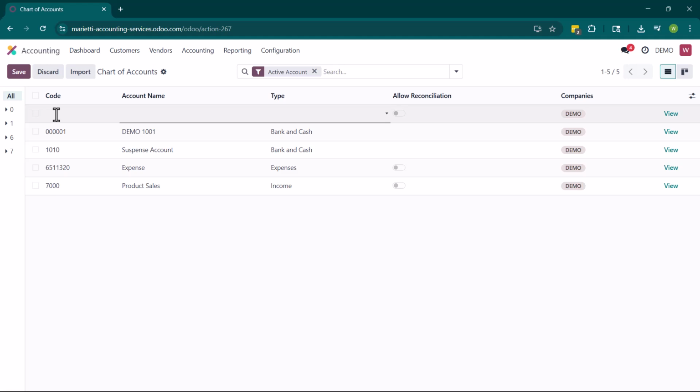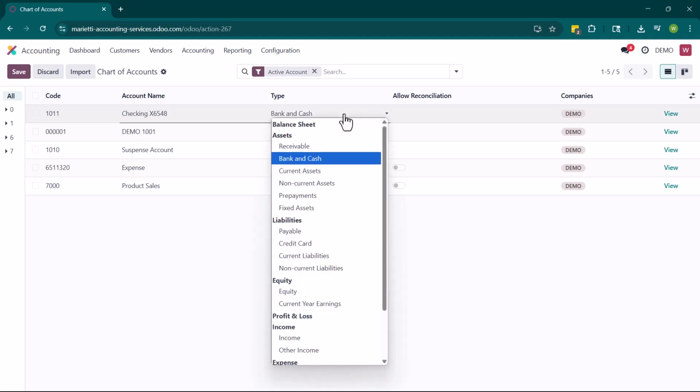So I'm going to add a checking account here. The first thing I'm going to do is put account 101. And then my account name is going to be checking. I generally like to put the last 4 of the account number so that I know what account I'm dealing with. And then right here are the types of accounts that Odoo allows us to make. And Odoo does a really nice job of categorizing those accounts for us.